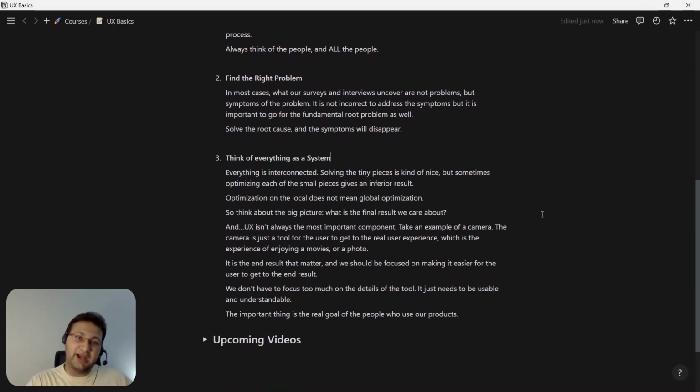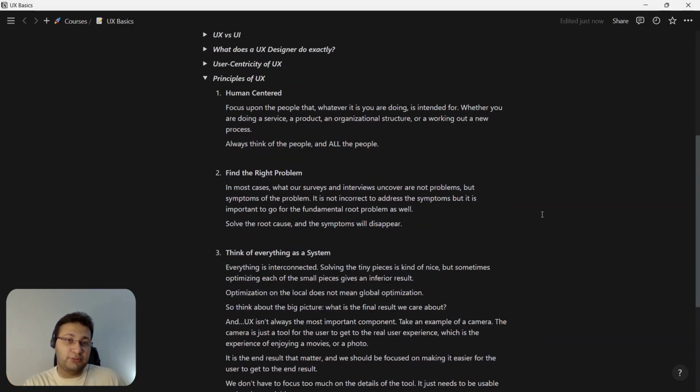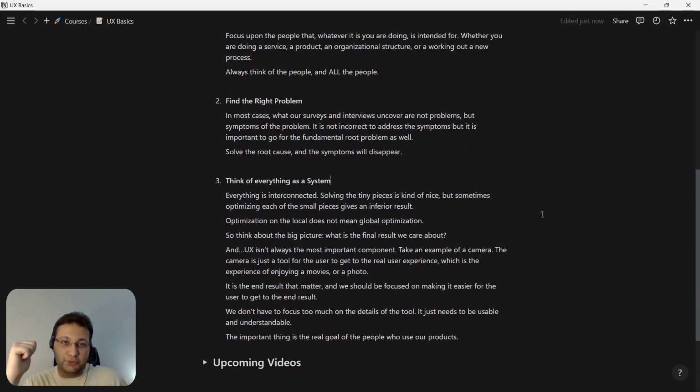Then you have to find the right problem. Find the right problem is the second principle of UX. In most cases, what our surveys and interviews uncover are not problems, but symptoms of the problem. It is not incorrect to address the symptoms. Solving a symptom will definitely take away that symptom, but it is important to go for the fundamental root as well. If you go for the symptom, that symptom may go away, but if the root cause is there, another symptom will show up. So it's very important to go for the fundamental root problem as well.